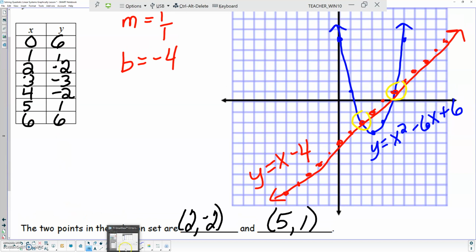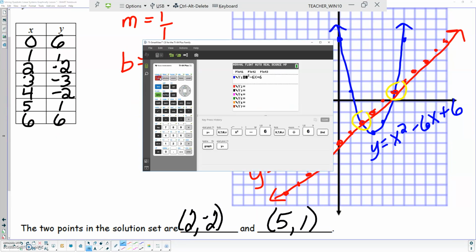Okay, so I already have my quadratic equation in y1. Now in y2, I'm going to type in my linear equation, so that was y equals x minus 4. If you hit second graph, you'll see that when x is 2, both of the corresponding y values are -2. And then you'll also see that when x is 5, both of the corresponding y values are 1. So you can easily check your answer in the table. And then you can also check your answer with the graph.